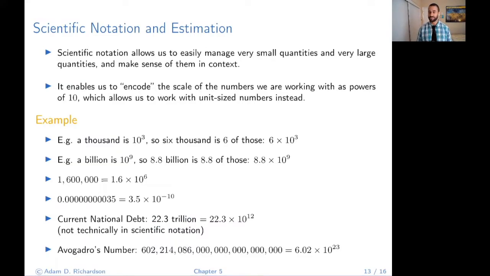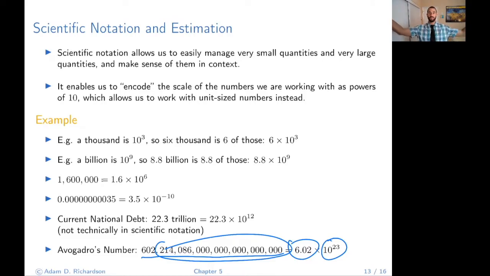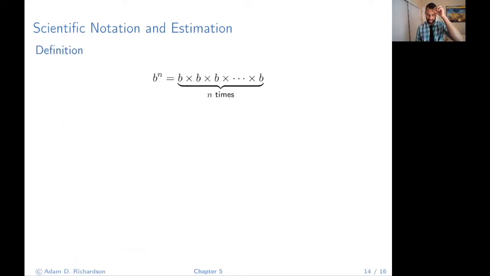Or how about this one? I'm sure some of you remember this from chemistry back in high school, Avogadro's number. 6.02 times 10 to the 23rd. Well, this is what that number is right down here. But do you really want to have to carry with you all of those extra zeros? No, what you really care about is this part of the number, and this is the scale that you're at. Some really, really big amount, but we've got that many of those. That's the idea. So that's what scientific notation is all about.